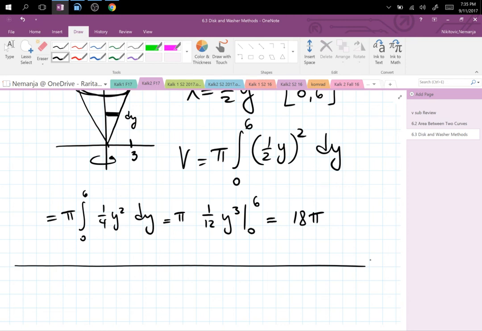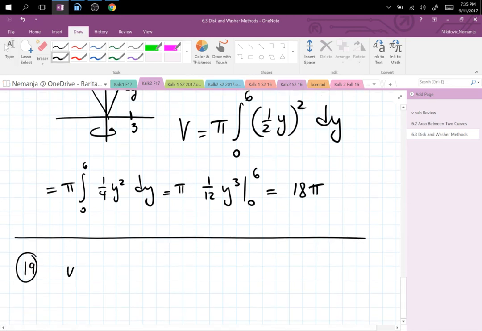Problem number 19 in the textbook. I know how much you love these types of functions, so here we go. Y equals e to the negative x, y equals 0, x equals 0, x equals ln 4. Rotation is on the x-axis.